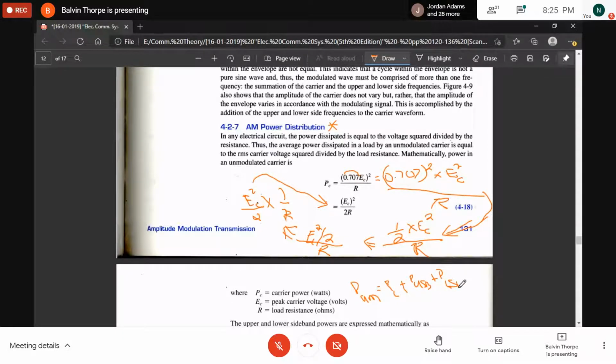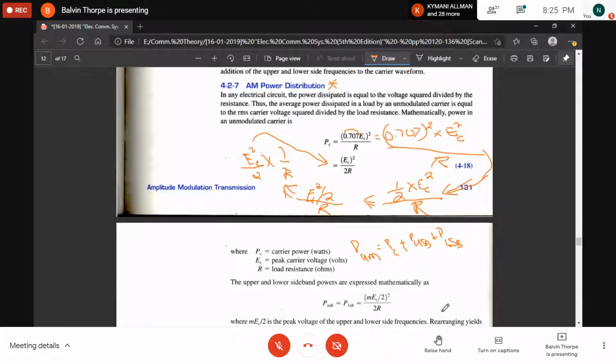Question, sir. Wouldn't the power in the upper and lower sidebands be the same? They would be. Okay, but we just want to make sure that people are seeing the steps. Okay, fair enough. All right.